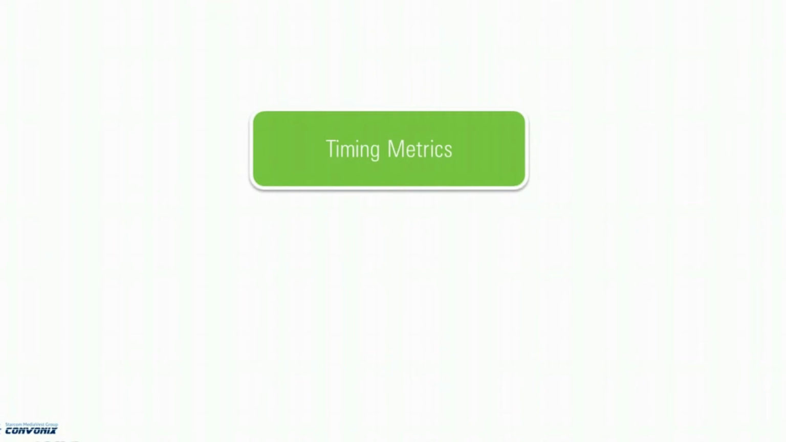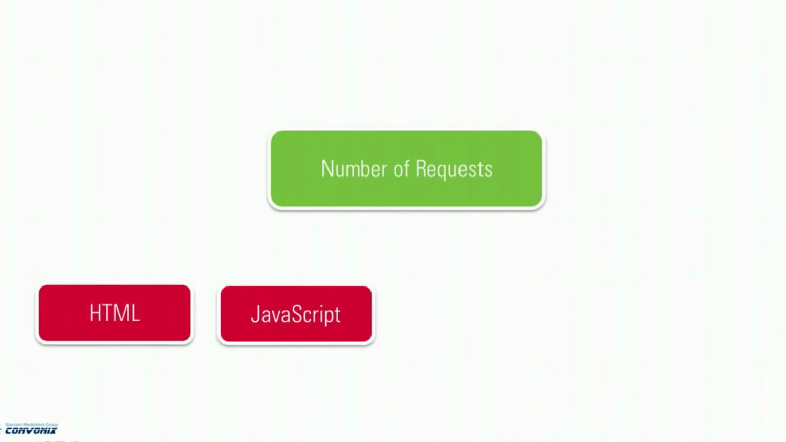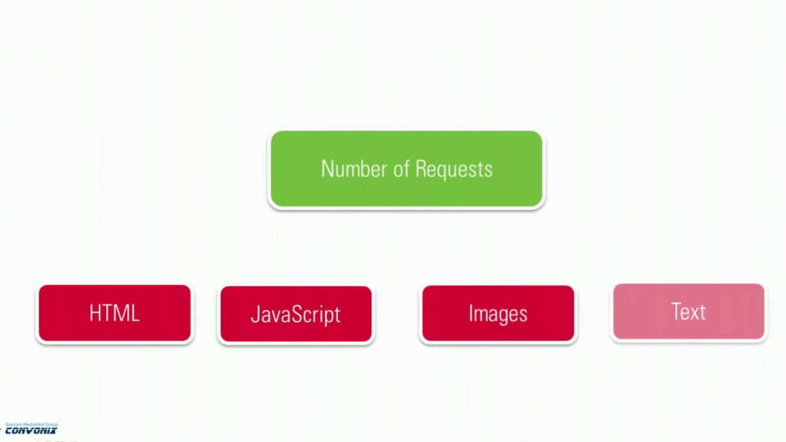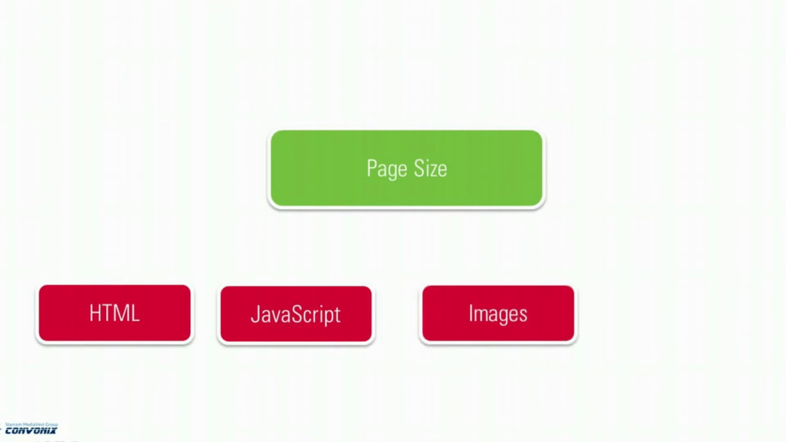The timing category gave us metrics like time to first byte, time to title, time to start render, and our favorite, load time. The usual metric, number of requests, was also present, but this time we could really go granular and see the split up for elements like HTML, JavaScript, images, and text. The page size category of metrics provided us the exact split for the size of every element, like the size of HTML, the size of JavaScript, the size of images, and the size of text content.